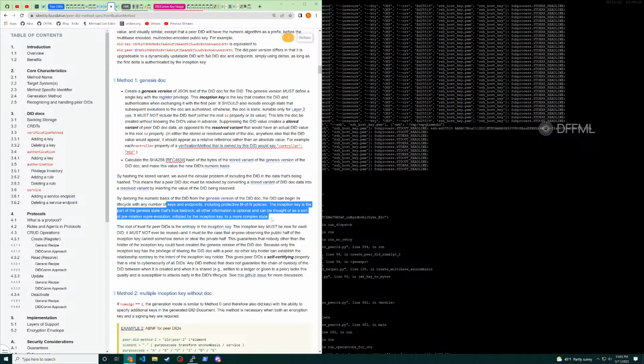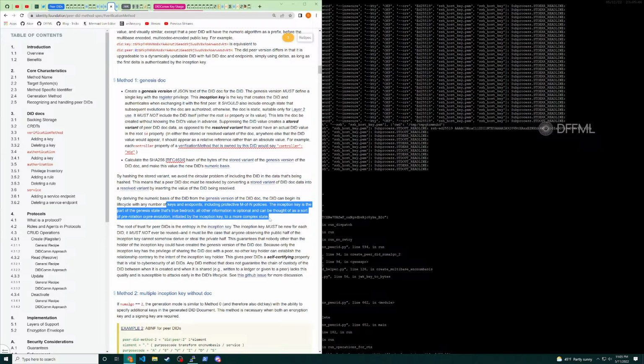The root of trust for pure DIDs is the entropy in the inception key. The inception key must be new for each DID. It must not ever be reused, and it must be the case that anyone observing the public half of the inception key cannot somehow steal the private half. This guarantees that nobody other than the holder of the inception key could have created the Genesis version of the DID doc, because only the inception key has the privilege of sharing the DID doc with a peer. No other key holder can establish a relationship contrary to the intent of the inception key holder.